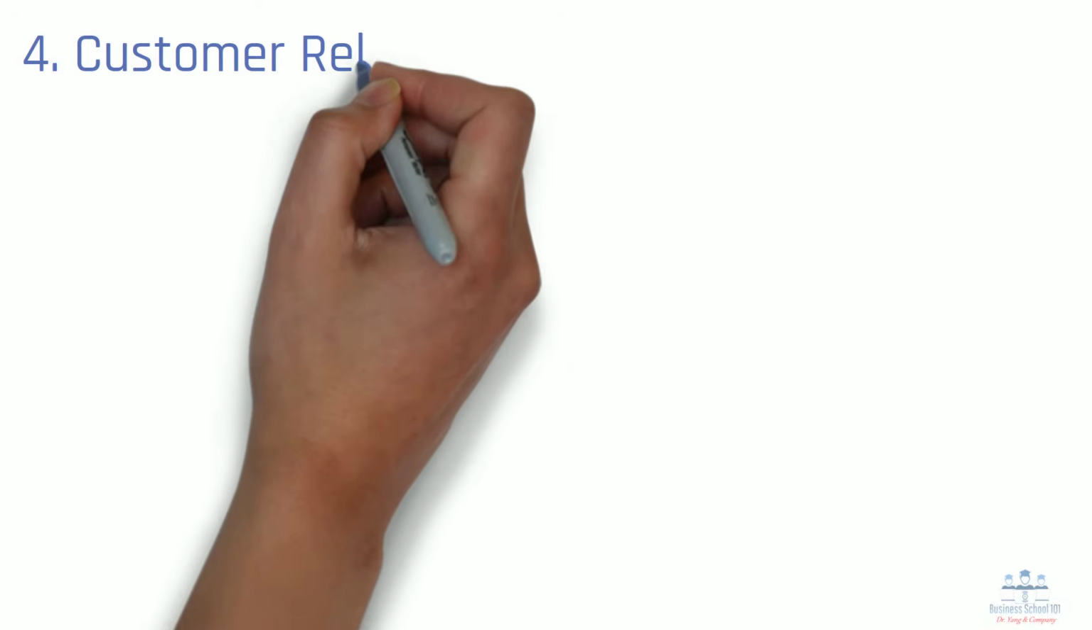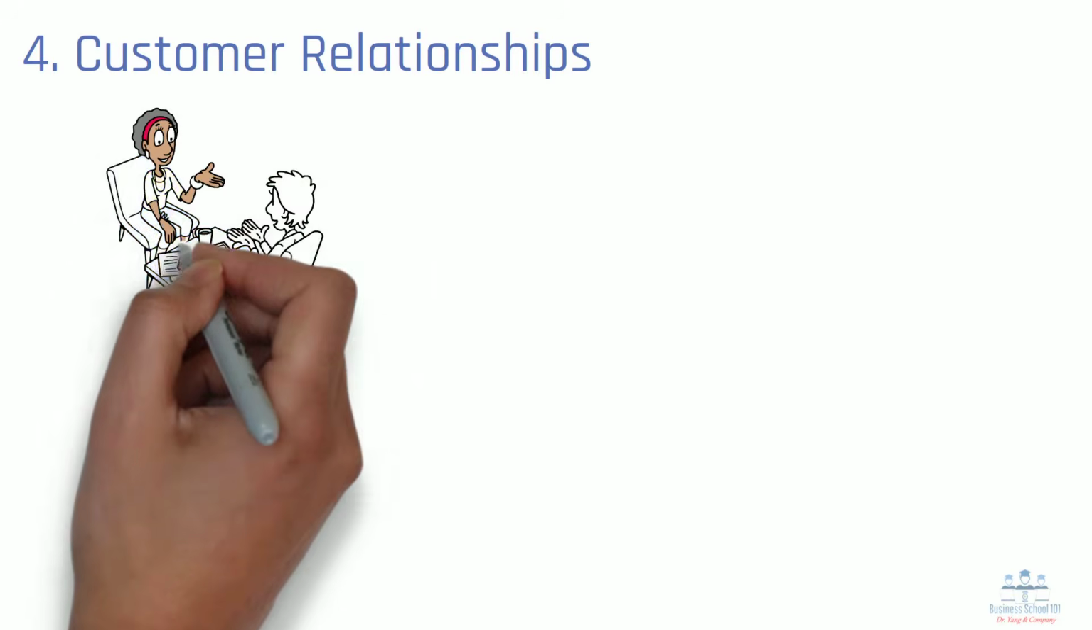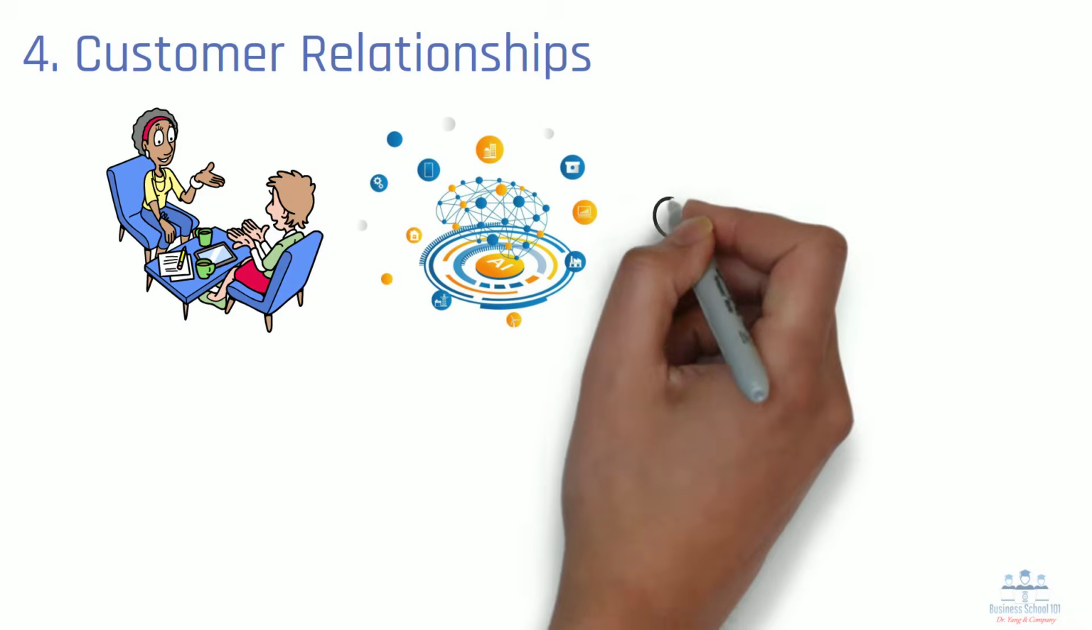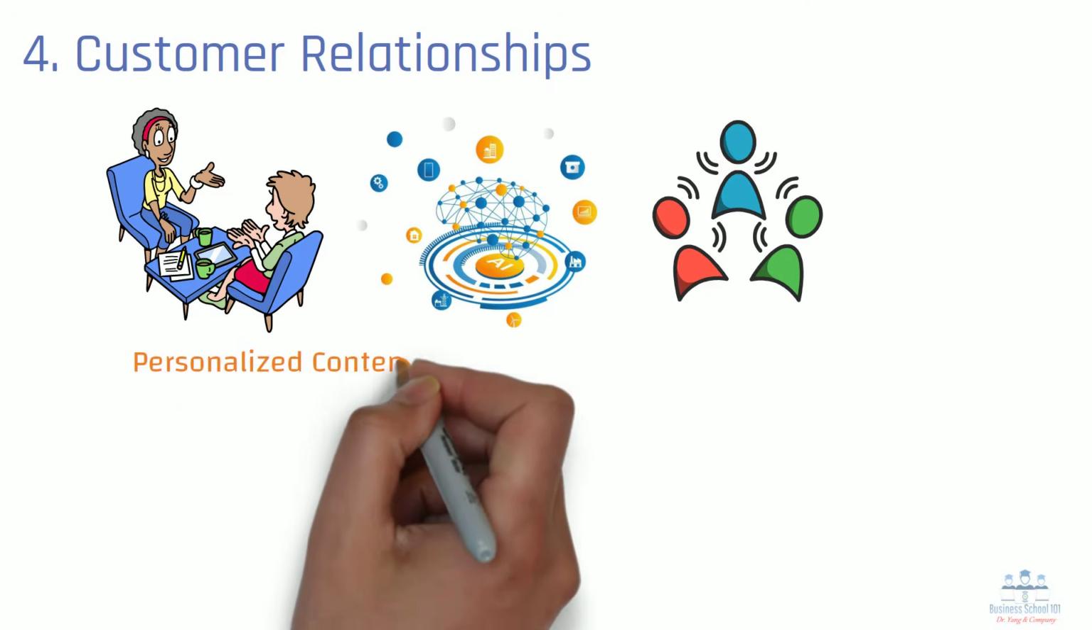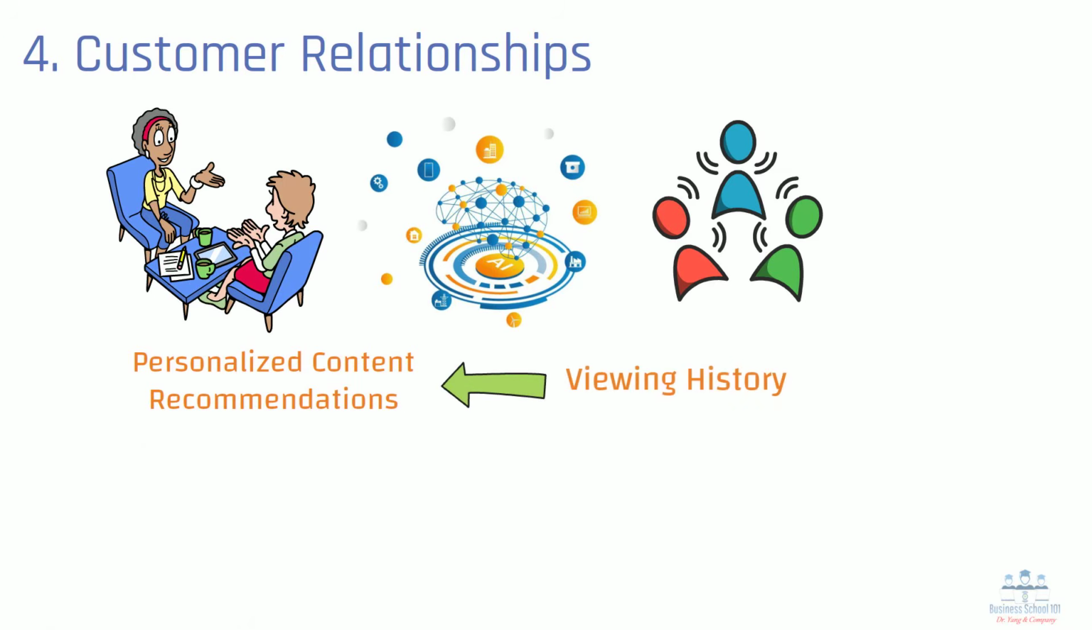Number 4. Customer relationships. This block defines how a business interacts with its customers. Companies may focus on personal assistance, automated services, or community building. For Netflix, customer relationships are largely automated, with personalized content recommendations based on viewing history.